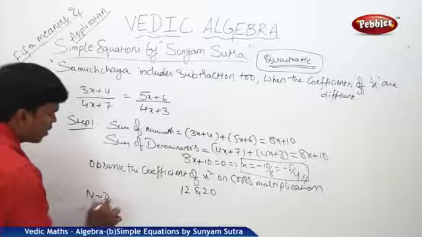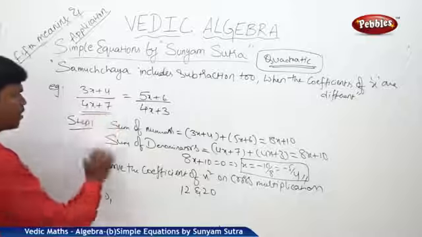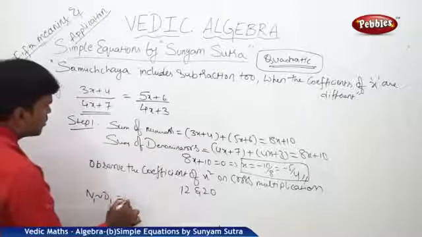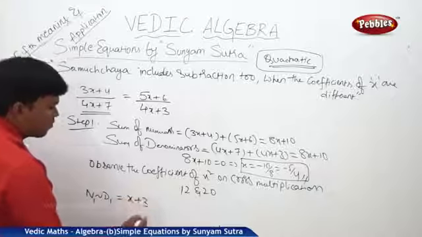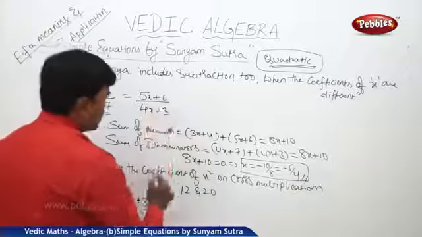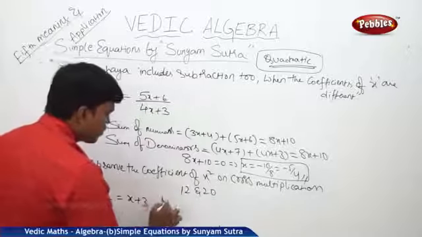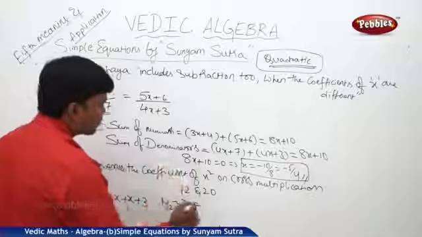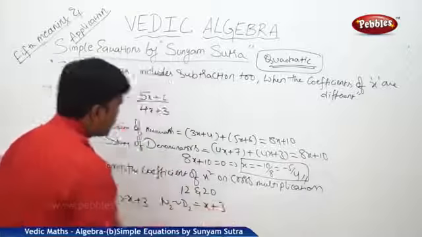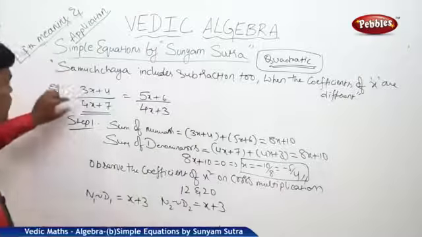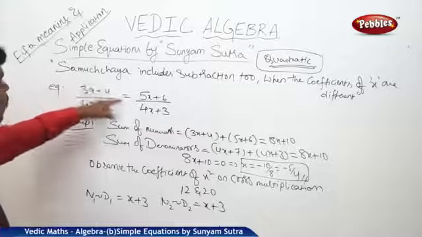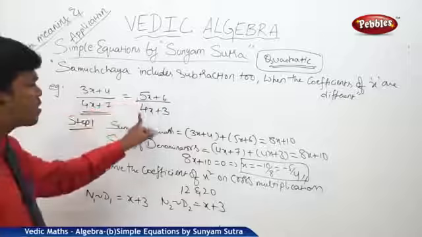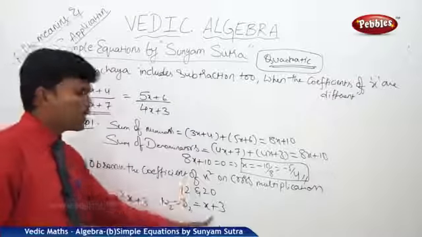What is the difference here? N1 minus D1. First I will see the term 1. What is the difference here? It is x plus 3. On the other side, it's N2 minus D2. How much? Here also x plus 3. If you observe 4x plus 7 minus 3x plus 4, how much? X plus 3 is the difference. Here also 5x plus 6 and 4x plus 3, what is the difference? X plus 3.